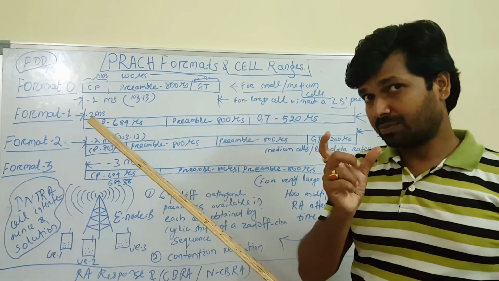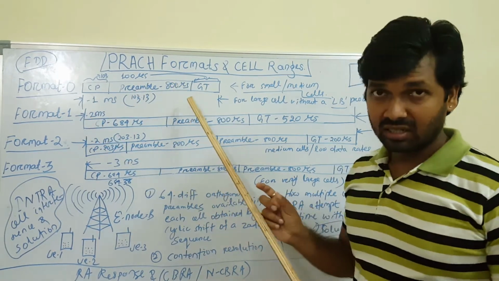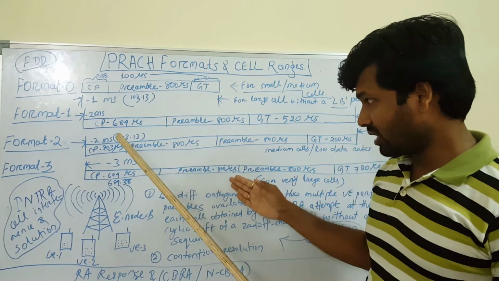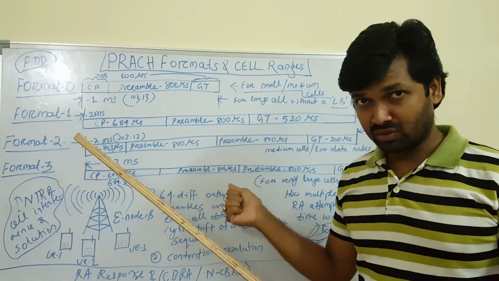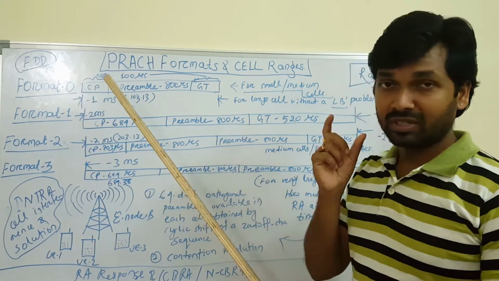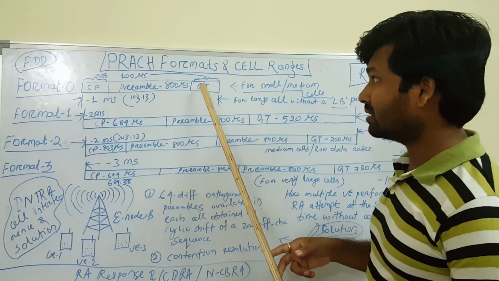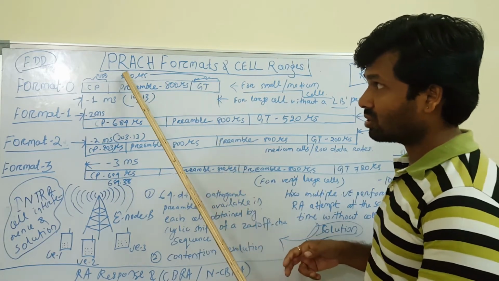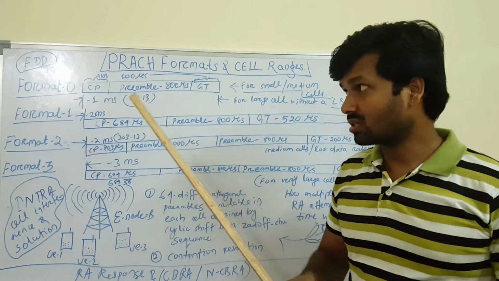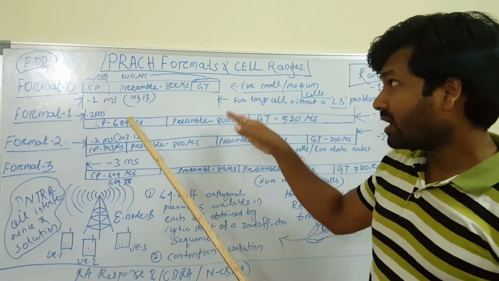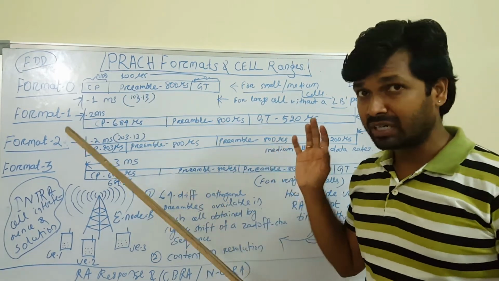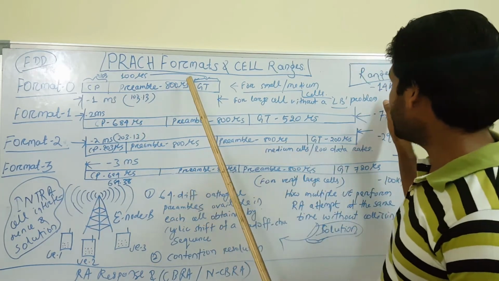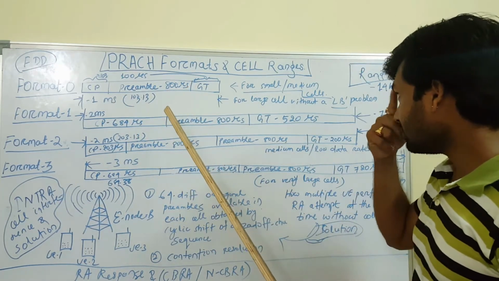The exact preamble length is 800 microseconds. Everywhere you will get at least 800 microseconds for the preamble transmission time. And then the guard time consists of 100 microseconds. So that is format 0, which is used for small and medium cells up to 14 km range.